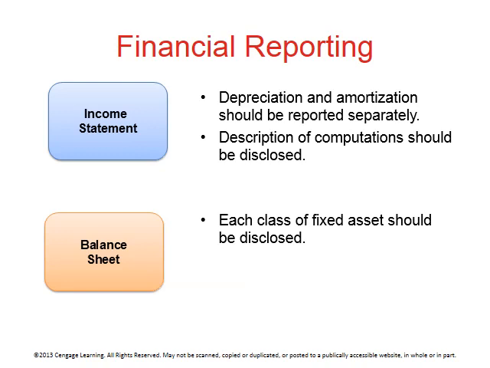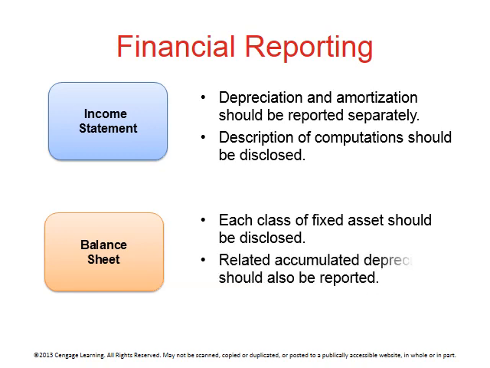On our balance sheet, we show different classes of fixed assets. Machinery and equipment, land, patents, copyrights. They're reported separately. And then the accumulated depreciation is also reported.